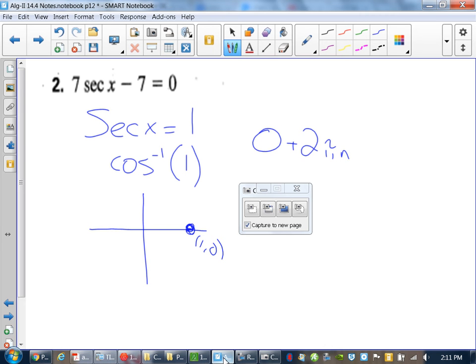I have a question about this problem. You said you could solve it using the secant, or you could switch it to cosine. How do you do it with secant? Well, knowing that secant is my hypotenuse over my adjacent, in order for it to be equal to 1, where is my hypotenuse and adjacent the same? 0. Same thing.